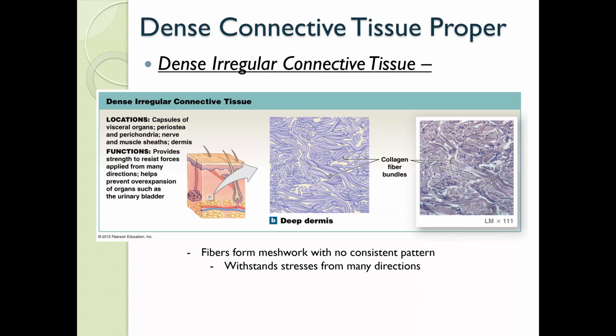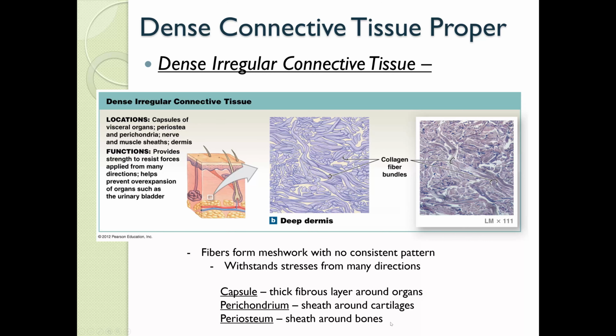So in the dense irregular connective tissue, we still have collagen fibers, but the fibers are not parallel. In fact, they run in sort of a mishmash pattern all over the place. So we say that they form a meshwork with no consistent pattern. You also might see the occasional fibroblast in there, but basically you see these fibers running in a bunch of different directions. This allows the tissue to withstand stresses from many directions. So think about the dermis of your skin, right? You can stretch your skin and move it around and push it in one direction and another direction, and you don't have to worry about tearing it open.